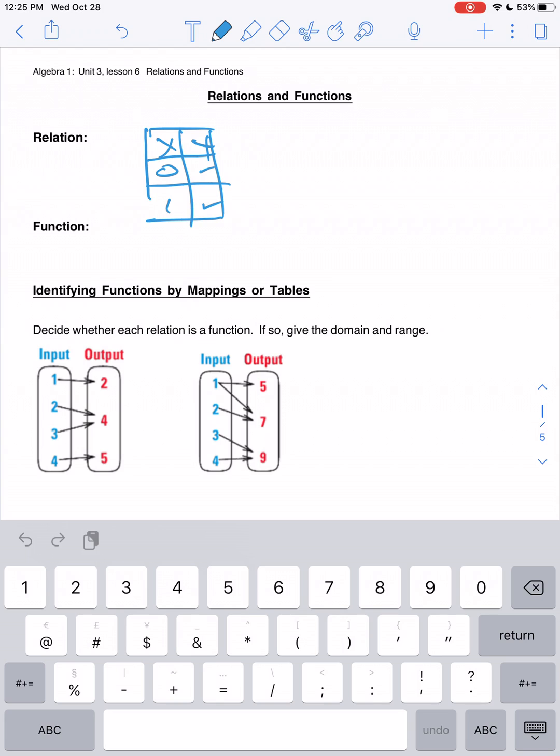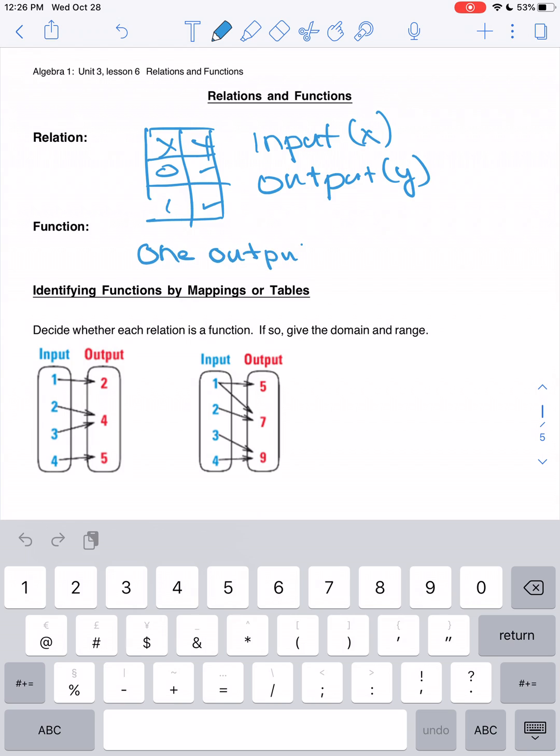So we think of the x values as our input, and we consider that our x. And our output, we've been thinking of that as our y values. In order for that relation to be considered a function, it has to have only one output for each input. In other words, if you put in an x, you can only get one y value. So there's going to be one output per input. And we'll see what that means in just a second.